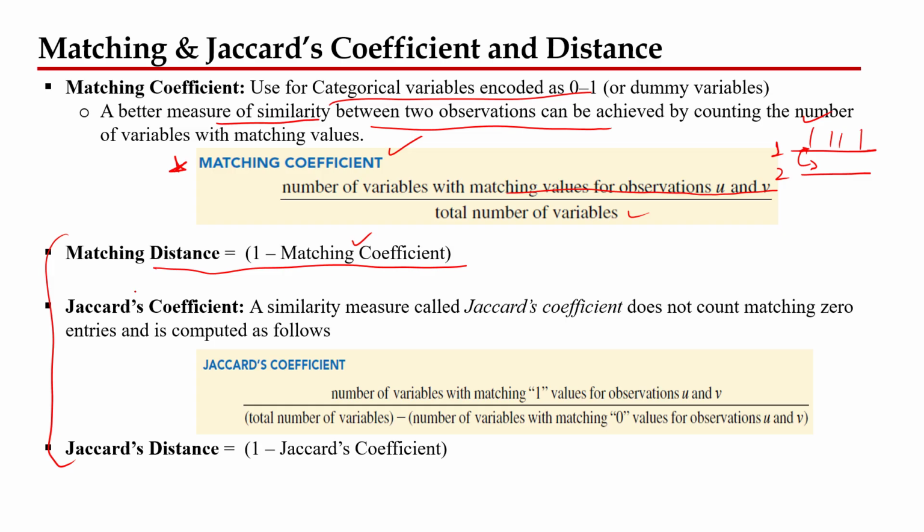Now, if we are going to talk about the second measure of similarity, which is basically the Jaccard's coefficient. Jaccard's coefficient captures the similarities by counting only the ones in common, and does not count the matching zeros. So how are we going to do that? If the two observations have a common 1 1, then we consider it a matching value. If the matching value is 0, we subtract those number of variables from the total number of variables. That is how we are going to calculate the Jaccard's coefficient.